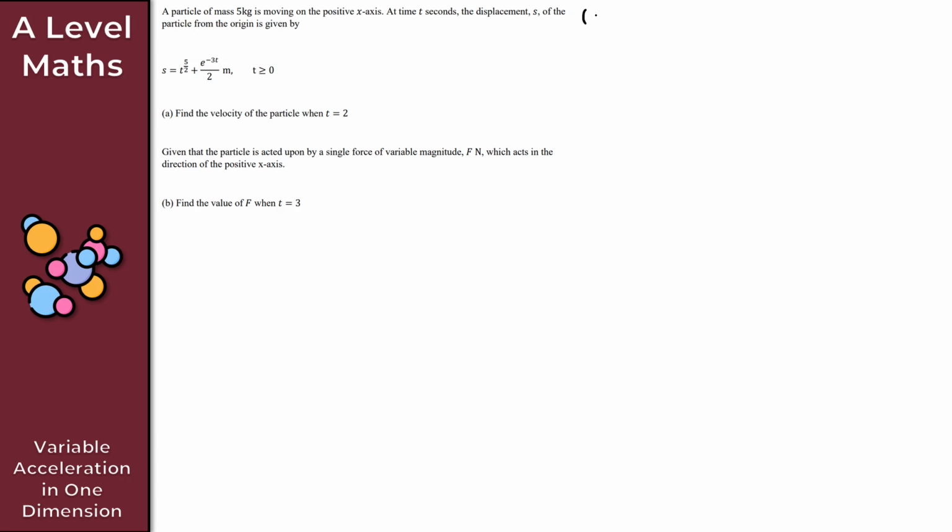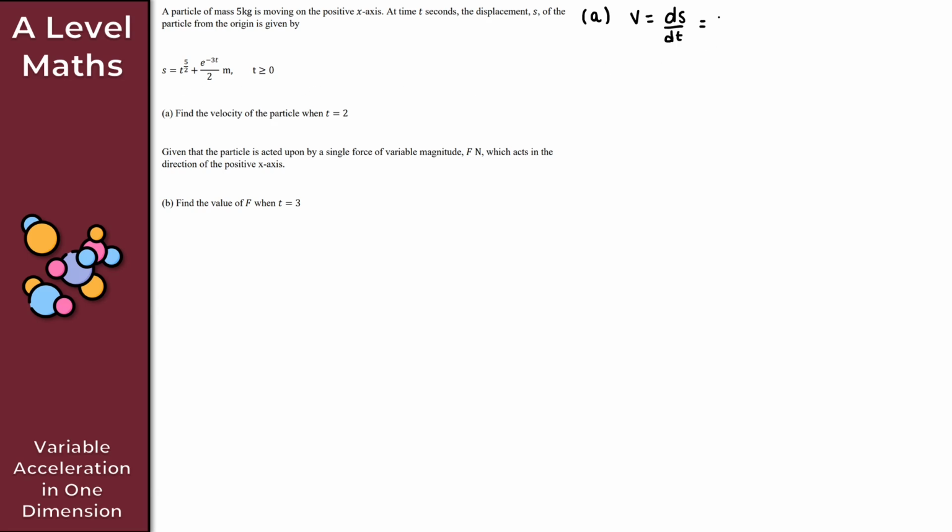So for part A, don't forget that we're given the displacement to begin with. If we want the velocity, don't forget that the velocity is just the derivative of the displacement s with respect to time t. So v is equal to ds by dt. Nice and straightforward in this case, right? Just differentiate s with respect to t, just basic differentiation, go term by term.